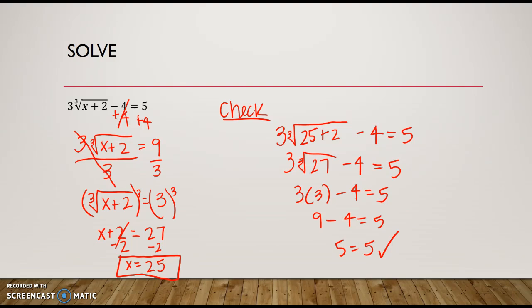Okay, so first you get the radical by itself, then you're going to do whatever power to cancel out the radical, and then you solve for x, plug it back in, check for your extraneous solutions.